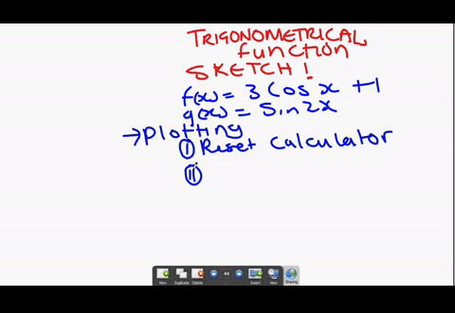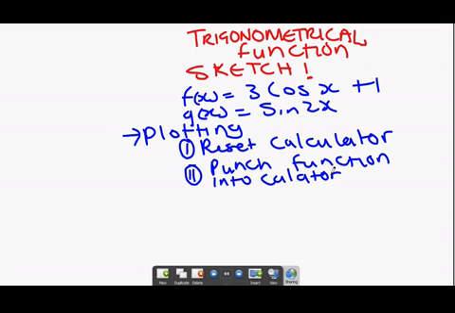So here we're saying punch function into calculator. Now the big question is, how do we punch our function into the calculator? Now there are very simple steps that you are going to follow.